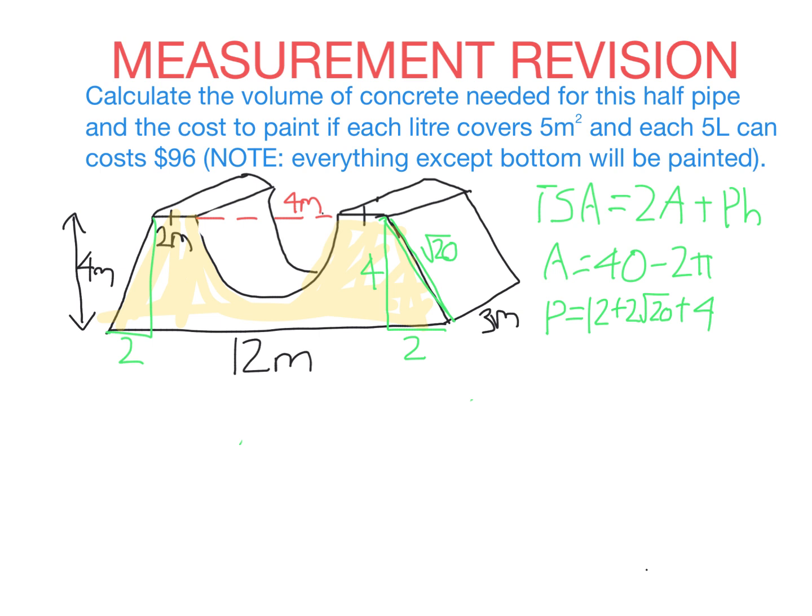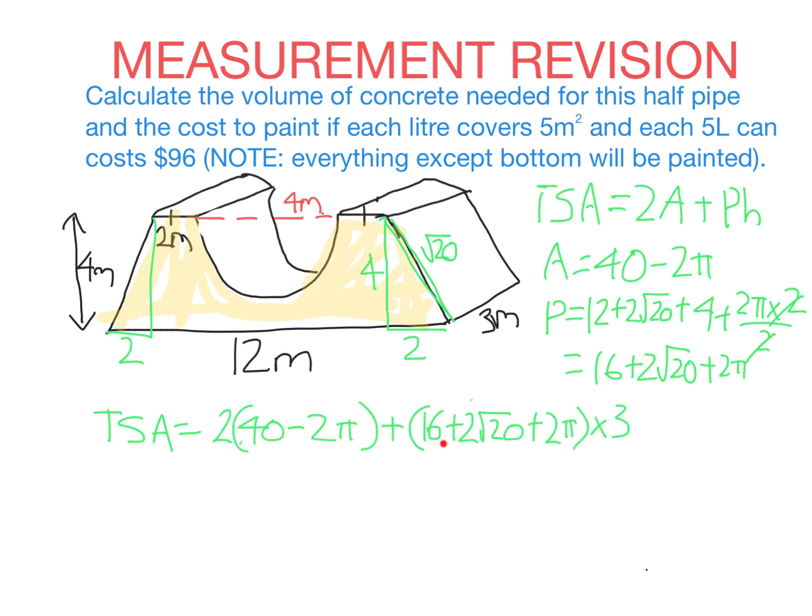So the circumference of a circle is 2 pi r, so here r is 2, but once again we divide by 2 because it is half a circle. So the perimeter of the base is actually 12 plus 4, which is 16, plus 2 root 20 plus 2 pi. So for the total surface area, we have 2 times A, so 2 times this, plus perimeter times height.